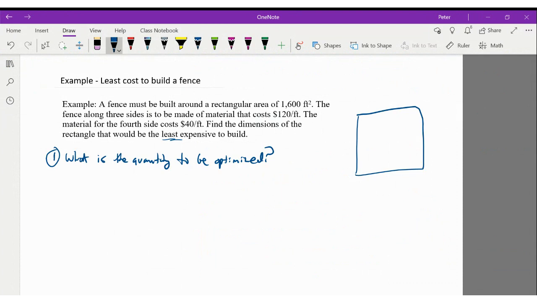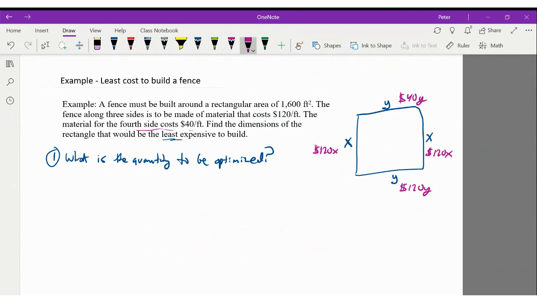So the way you set this up is sort of like this. I realize I'm using X and Y in kind of their opposite sense, but if this is an X by Y rectangle, then the cost of building this side is 120 times X. The cost of building this side is 120 times Y. The cost of building this side is 120 times X. And the cost of building this side, we said the fourth side is going to be a different price, is going to be 40 times Y.